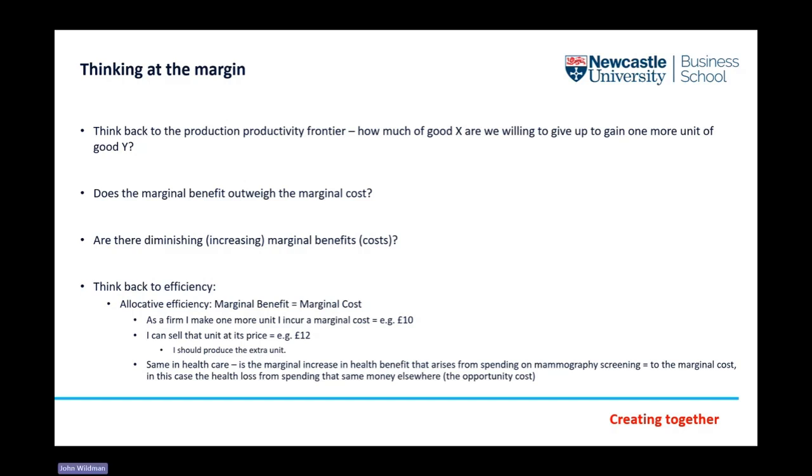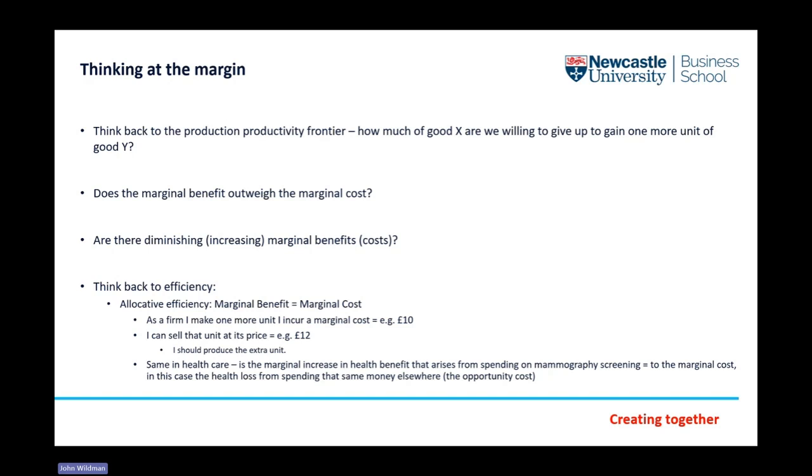As I said, I've already talked through the production function here. I talked about marginal benefits, marginal costs, the marginal rates of substitution, the indifference curves and the marginal benefits. In terms of allocative efficiency, you can see why this marginal thinking becomes so important.